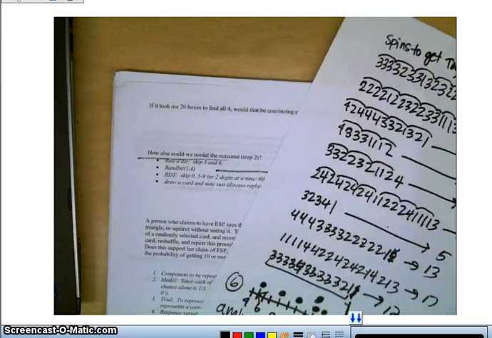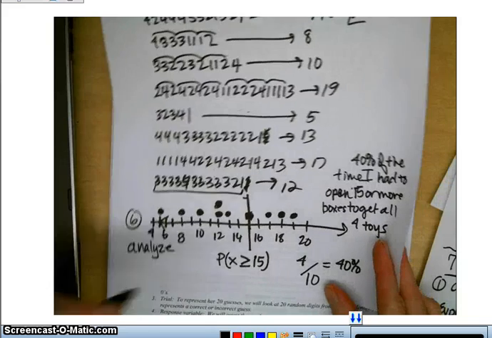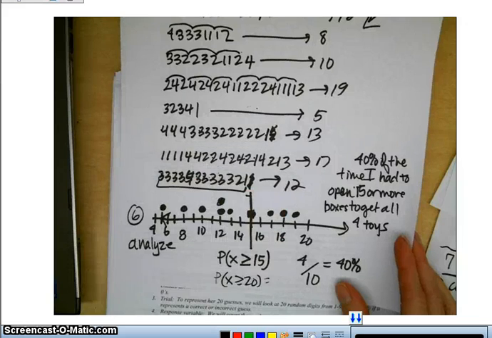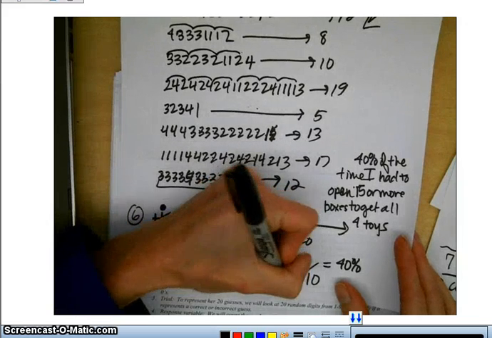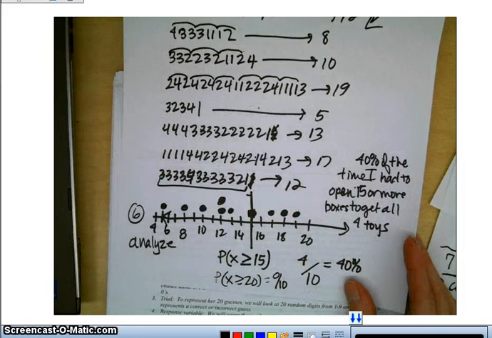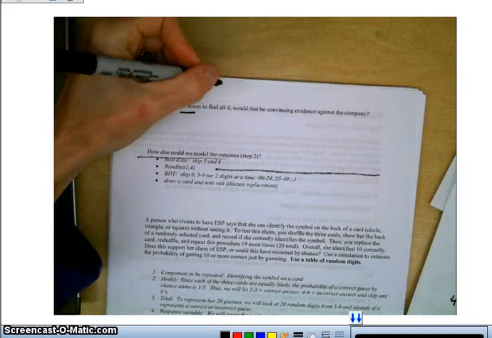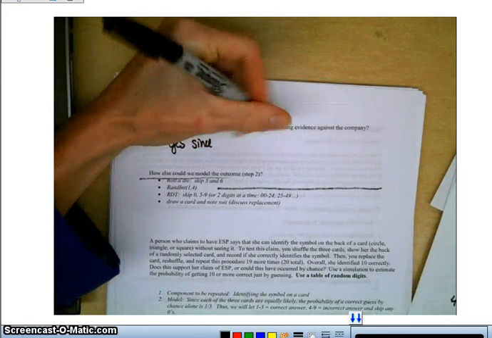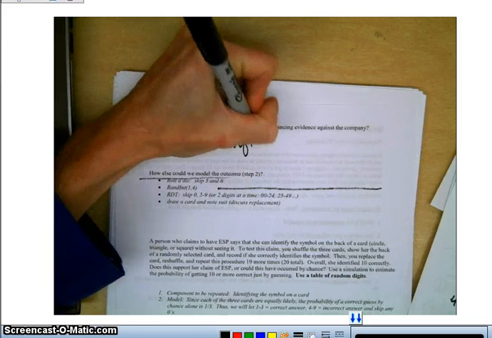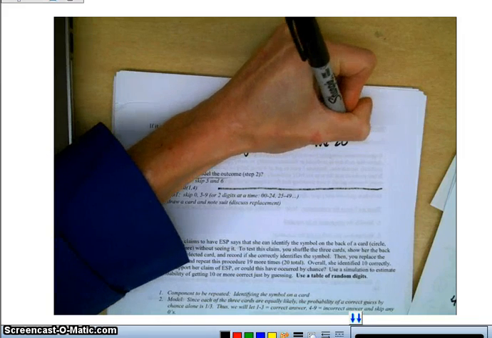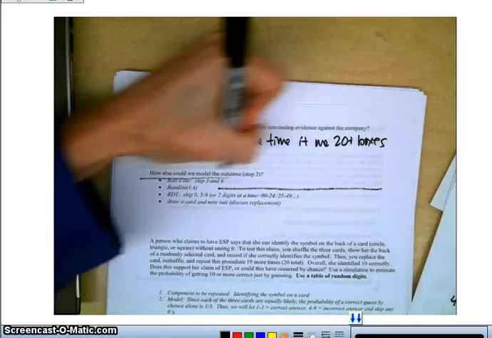So in how many of our trials this time, if we were answering the question, the probability that x is greater than or equal to 20, what would be our probability there? Well, none out of the 10 took more than 20 boxes. So 0% of the time I had to open 20 or more boxes to get all 4 toys. So in this case, if it took me 20 boxes, would that be convincing evidence against the company? Yes, since 0% of the time it took me 20 plus boxes to get all 4 toys.